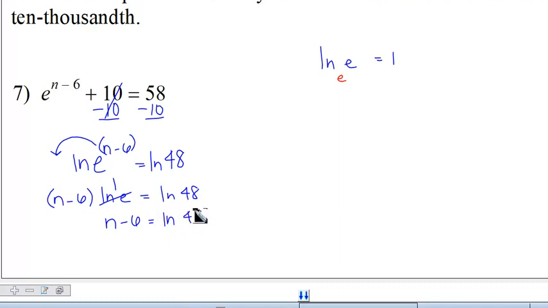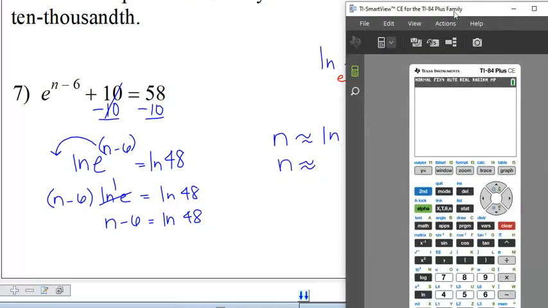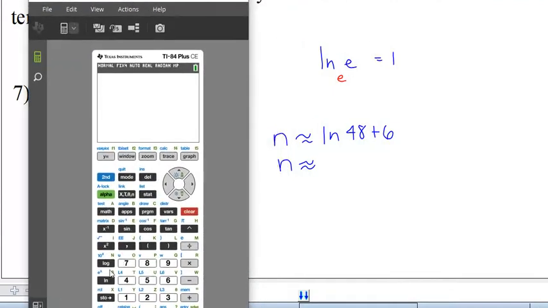The final step to solve this problem is going to be to add 6 to both sides. You'll want to pull out your calculator in order to do this. So natural log of 48 plus 6 is equal to 9.8712.